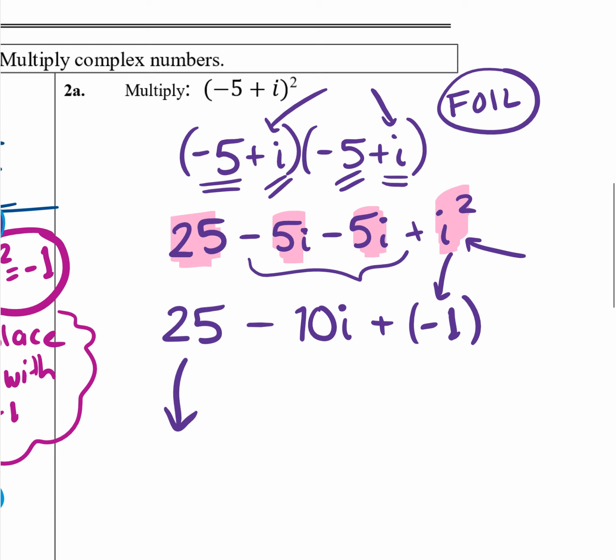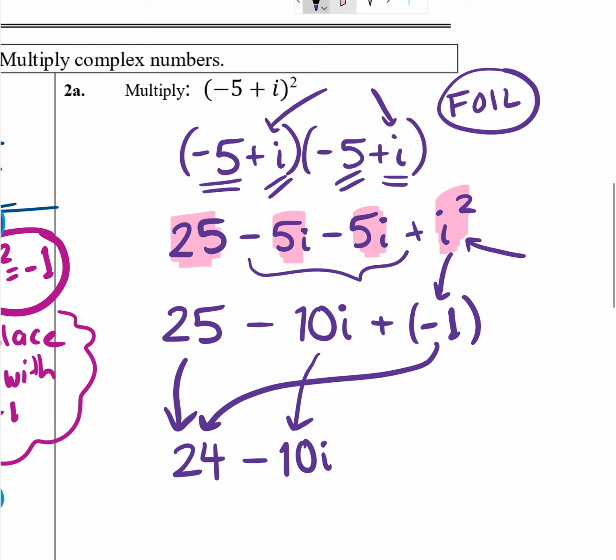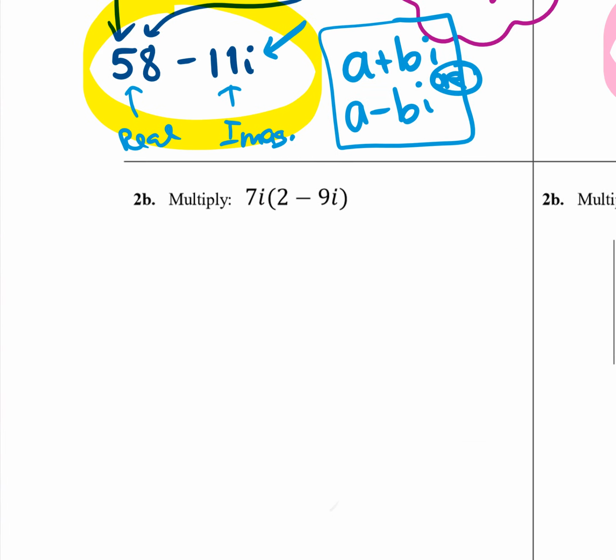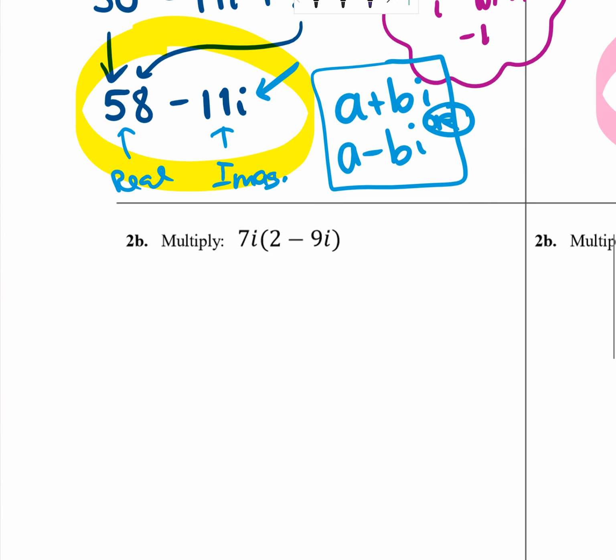And now that that's just a real number, we can combine that with the first term, 25. So let's see, 25 and negative 1 makes 24. That's our real portion now. And then our imaginary portion is just coming from the negative 10i. And that looks about right. It's supposed to be a real number plus or minus an imaginary number. And that's what we have. So that's a good looking answer. All right, I think we're ready to move on to the next one.